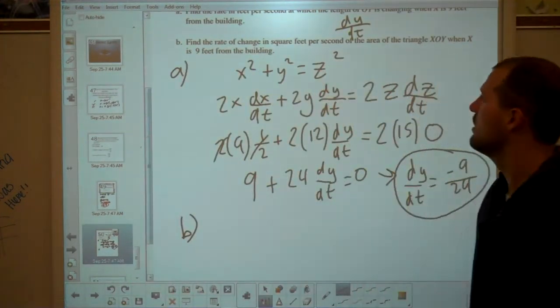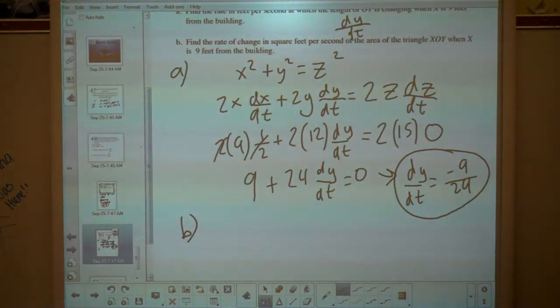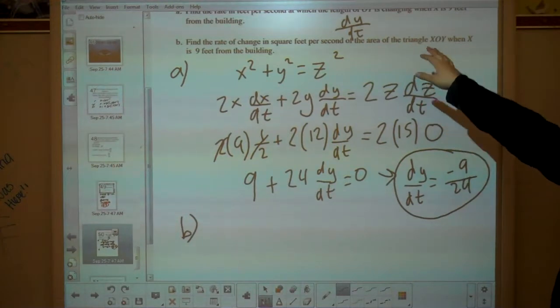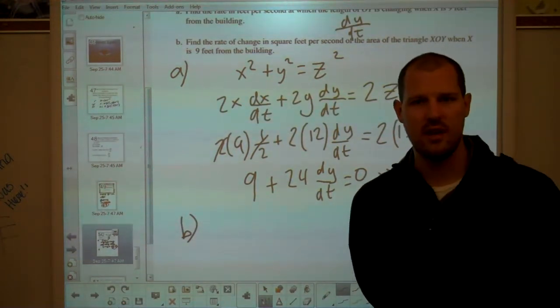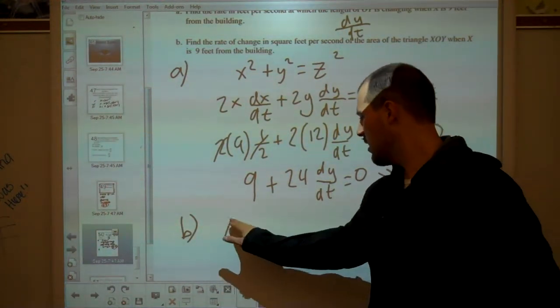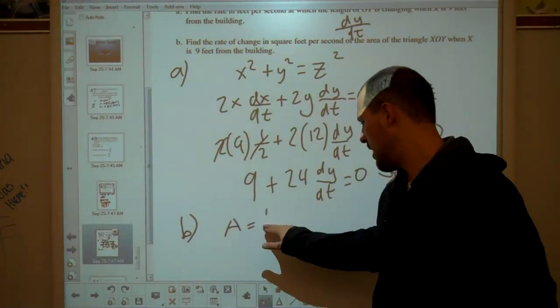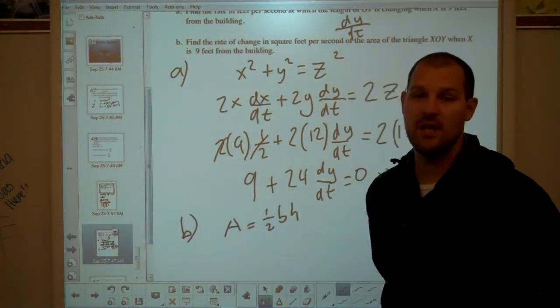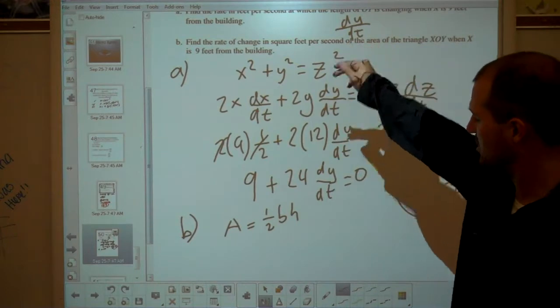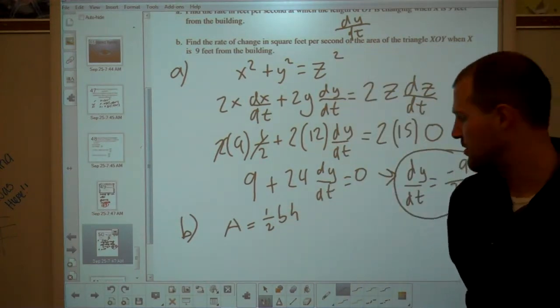Find the rate of change in square feet per second. Okay, square feet per second. They're talking about an area, the area of the triangle. So what I want to start with is to write down the equation for the area of the triangle. A lot of people will start with 1/2 base times height. Well, that's not very helpful because we don't have b or h in this. I want to rewrite this in a way that fits our scenario.